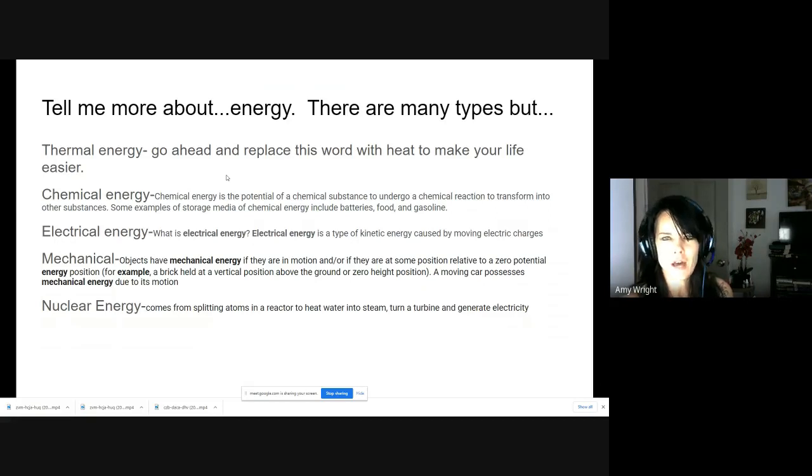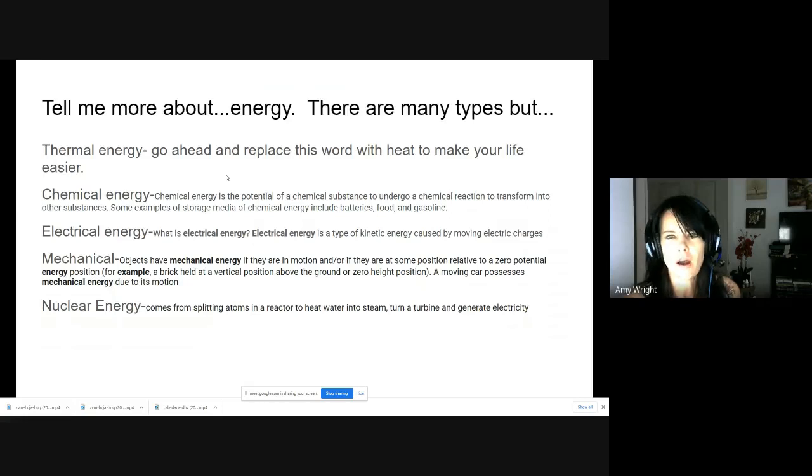Mechanical, they have a real complicated definition here. Objects have mechanical energy if they are in motion or if they're at the same position relative to a zero potential energy position. Sounds really complicated, but I really want you to think about mechanical energy as machines, right? So like a drill going into wood, that's mechanical energy. A car, mechanical energy. Just think of that as machines.